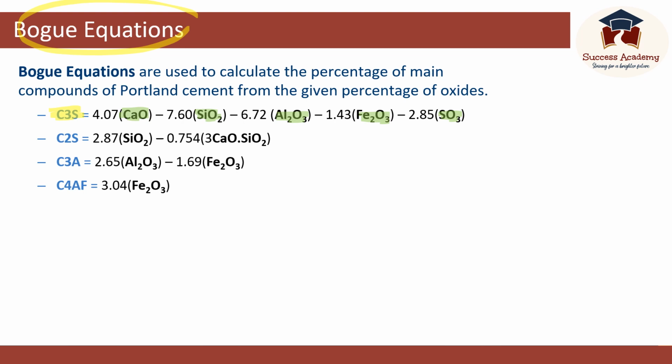Similarly, you can find the C2S using the second equation, but you need to remember that in the second equation, you have this part which is your C3S. So you need to first find the C3S percentage and substitute it in the second equation to find the C2S. And also you can find the C3A using the third equation, and C4AF using the fourth equation. You have some questions in the tutorial and you can try these questions by substituting the oxide values and check whether you get the right answers.